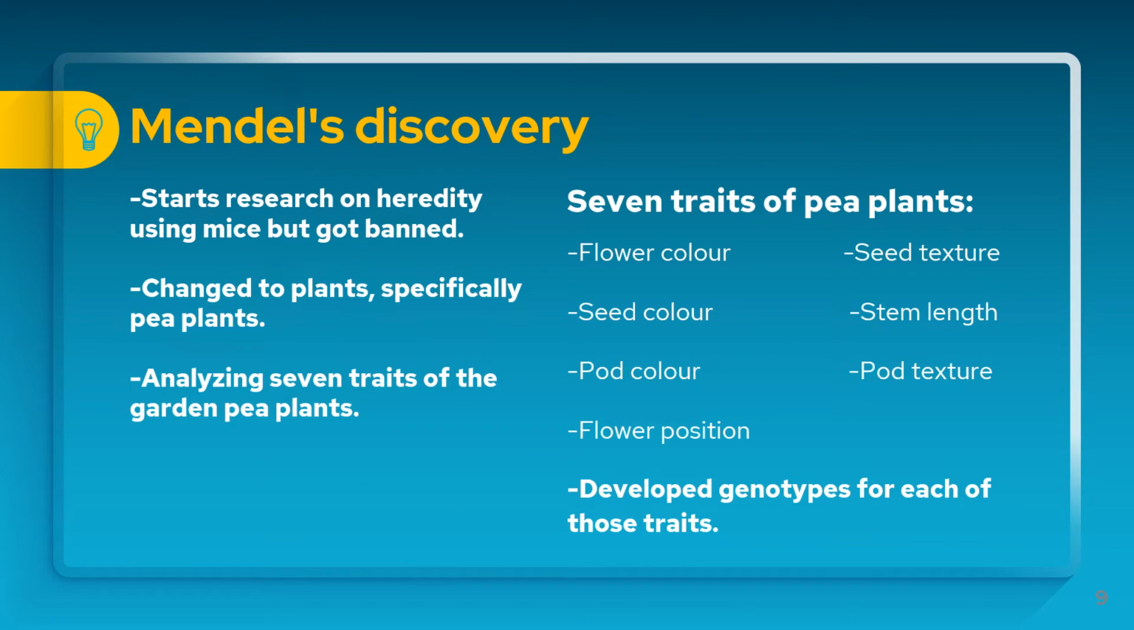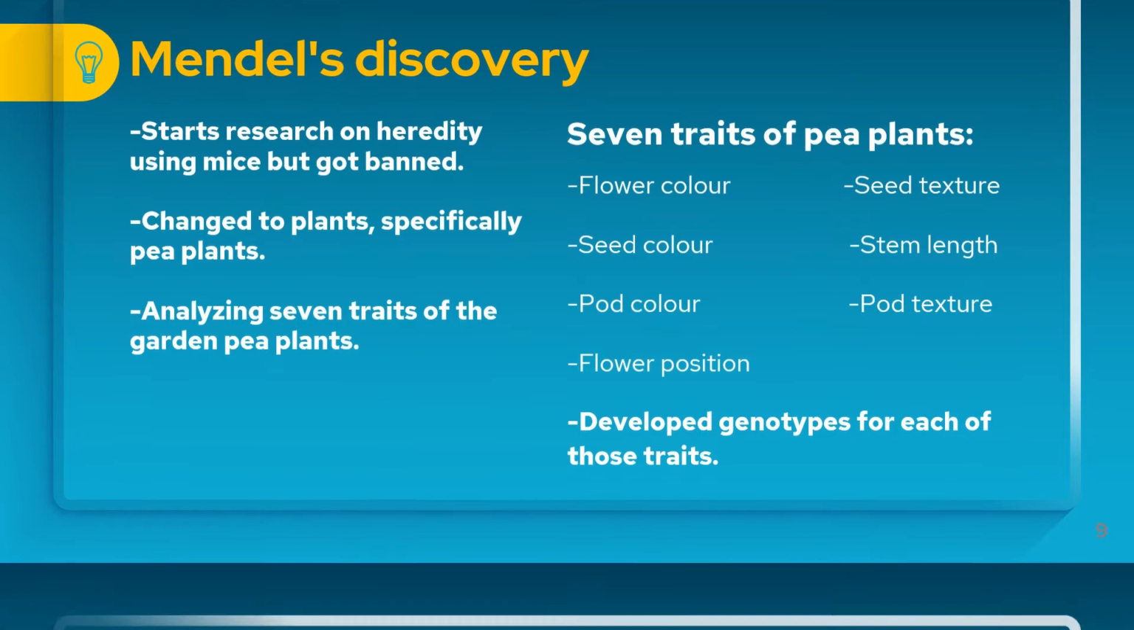Mendel began his education as a priest at the Augustinian St. Thomas Abbey. He began his research on heredity using mice, but his bishop did not like one of his friars studying animal cells, so he switched to plants. In a monastery's garden, Mendel planted and examined roughly 29,000 garden pea plants, analyzing 7 traits of the garden pea plants.